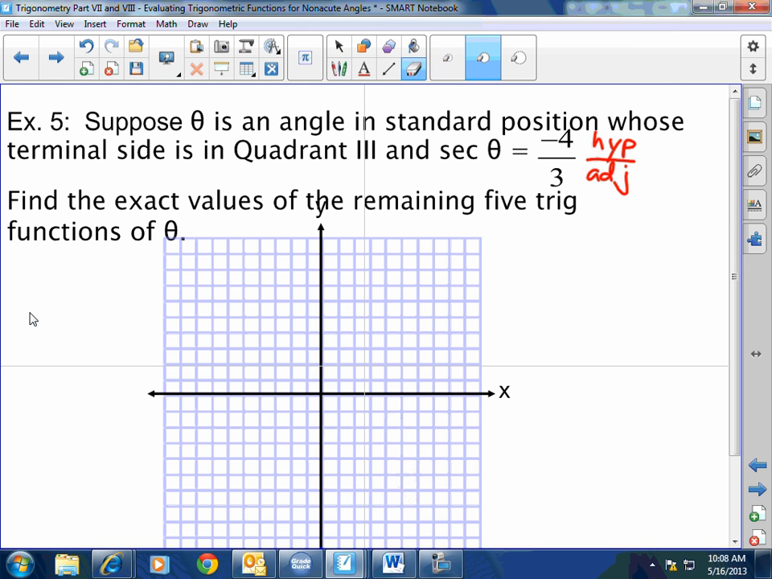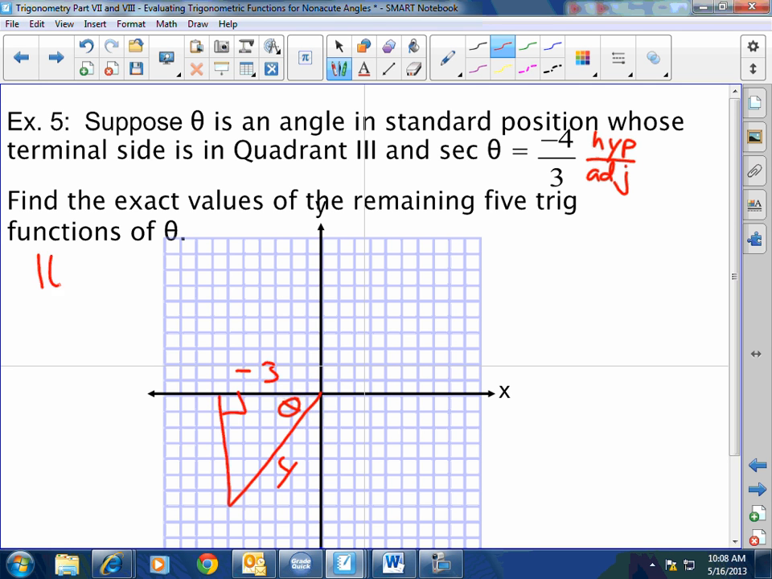I'm sorry. Here we go. Here's my theta. My hypotenuse is 4. My adjacent is -3. That's how I got the -3/4. This is not a 3/4/5. This is 16 equals 9 plus, let's say, y squared. So subtract 9. So I've got 7 equals y squared. Square root of both sides. Y equals square root of 7. So this is negative square root of 7.